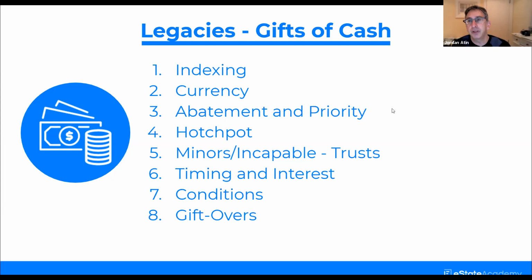Then the next thing is where you leave so much in legacies that not only is there nothing in the residue, but there's not enough money to cover all of the legacies in full. So I give $100,000 to this person and $1 million to that person and $2 million to that person. And sure enough, there's not enough money to cover all of those. And that's the example of abatement.